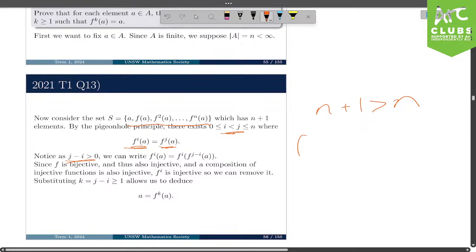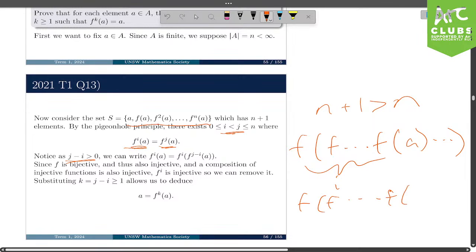And if we imagine f to the i being i compositions of f, like this, and j being more compositions of f, so these are i compositions and these are j compositions. This thing here is composed more times than i. And what that means is we can take away some of those i's, as I've done over here.